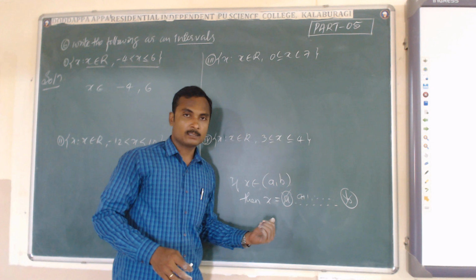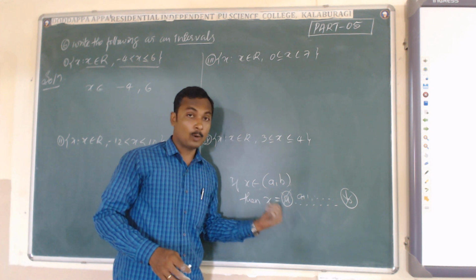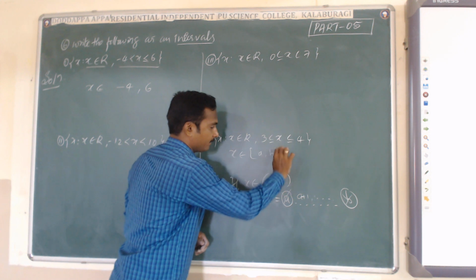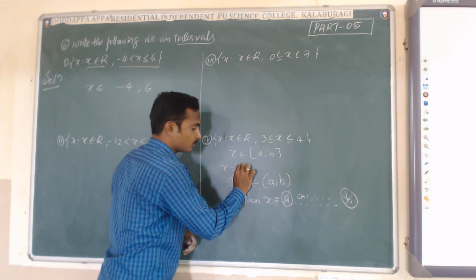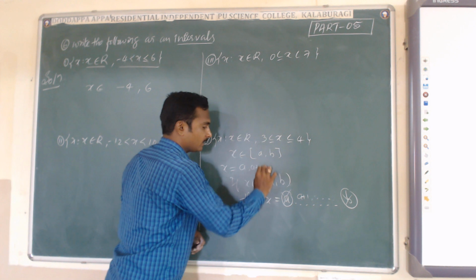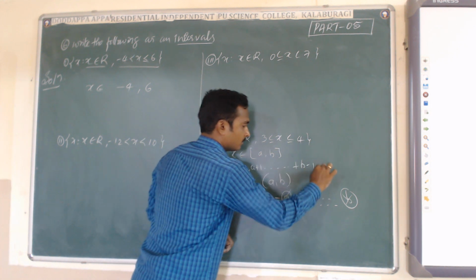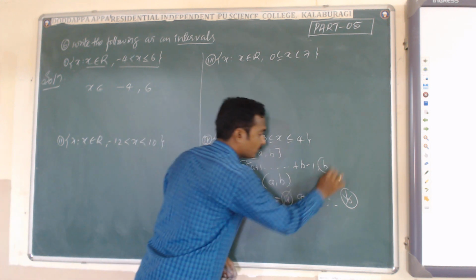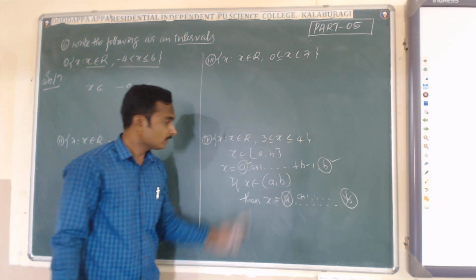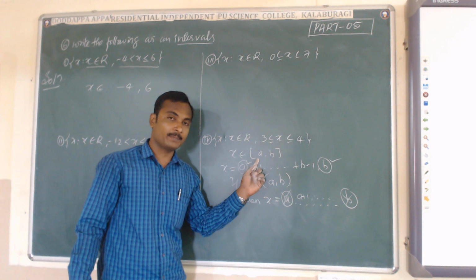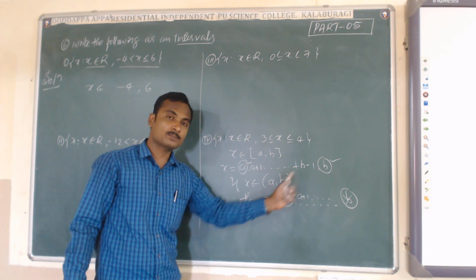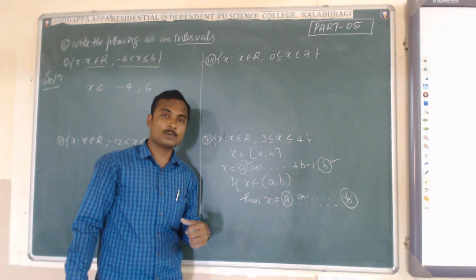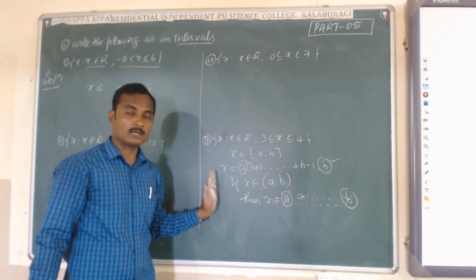This is the definition of the open interval. If x belongs to the closed interval a comma b, then x must be equal to a and the rest of the elements, including a. It means x can be a, a plus 1, a plus 2, up to b minus 1 and b. Including a and b, x can hold any value. Therefore, this is the definition we already learned.